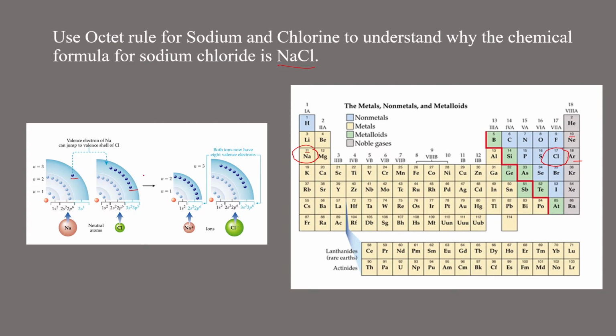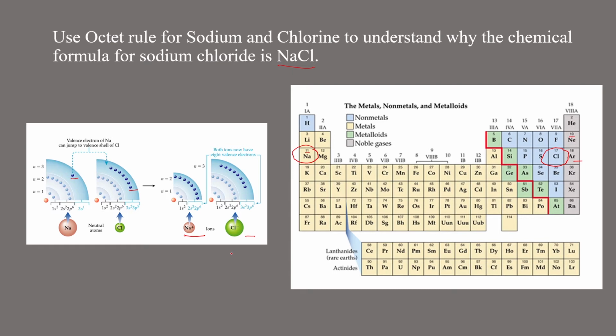After losing one electron, sodium will have one more proton than electrons, and this will result in a positive one charge, and this is called the sodium cation. Whereas after gaining one electron, chlorine will have one more electron than protons, and there will be a negative one charge on the chlorine atom, and it is called the chloride anion.